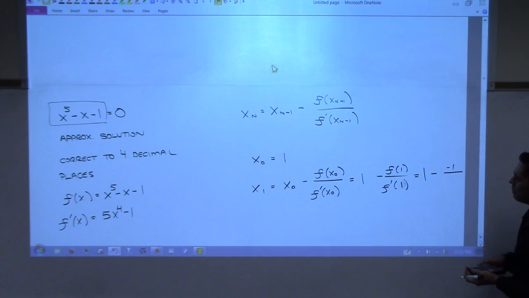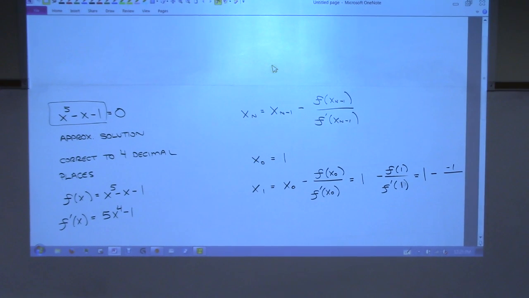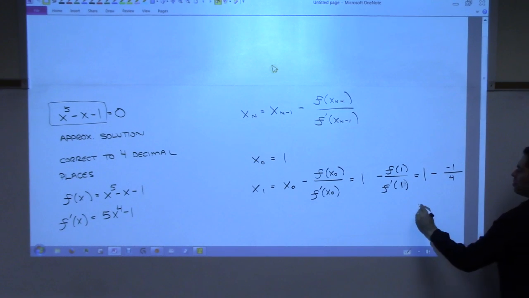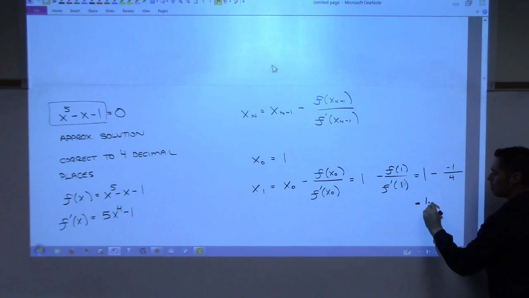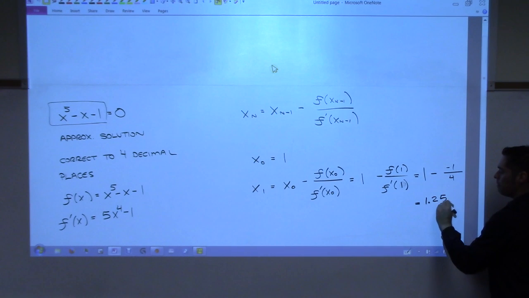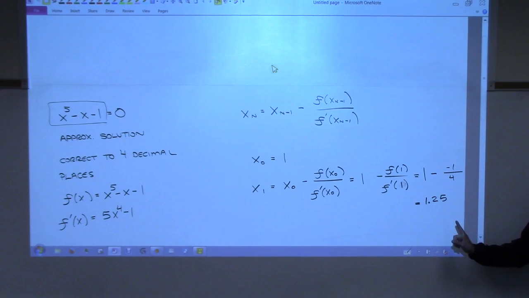Over, now on the bottom, let's see, the derivative with 1 plugged in. What's the derivative with 1 plugged in? 4. So this is equal to 1 plus a fourth? 5 fourths? I'm going to write that as 1.25. Is that okay? And that's exactly the answer, right? 1.25. That's x sub 1. With me?